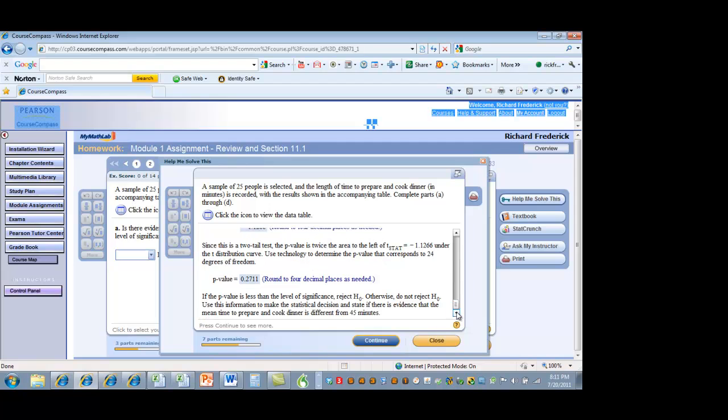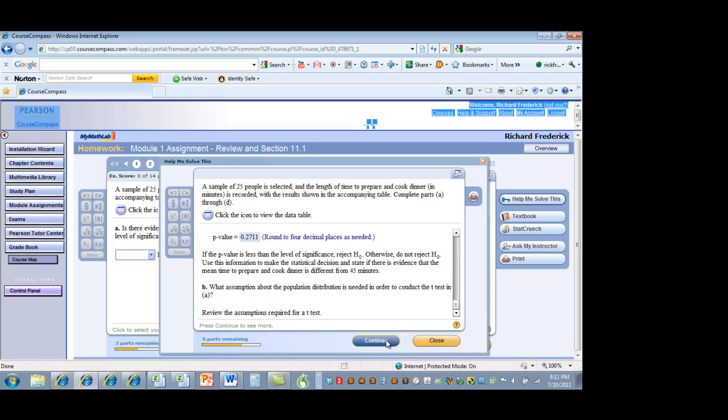Okay, and so we're using the p-value method here. And if the p-value is less than the level of significance, reject the null hypothesis. Otherwise, do not reject the null hypothesis. So our alpha level was 0.01 here. That's our critical value that we're going to compare to. Our p-value is much higher than that, so we do not reject the null hypothesis. And that's our conclusion. Now, it's going to ask us what assumptions were needed, first of all.